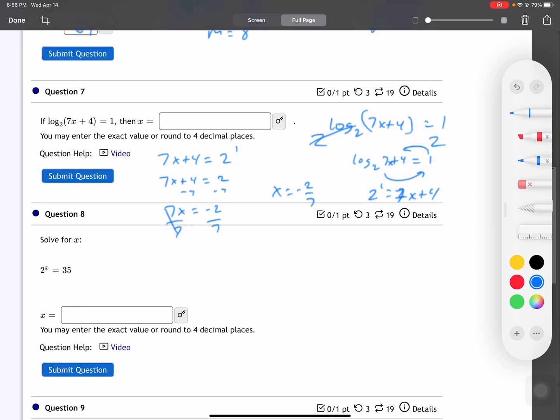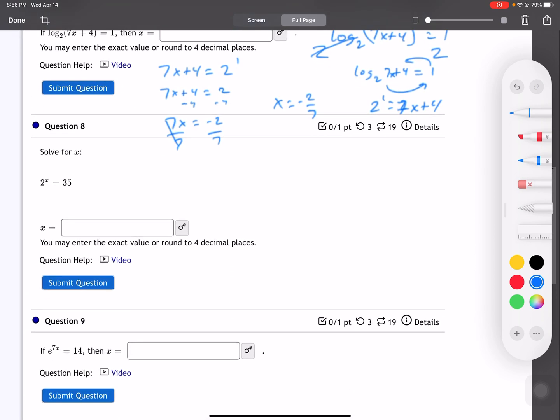Okay, our next problem is solving for x here. You can see that we're trying to figure out what the exponent, x, would be. So let's write it out first: 2 to the x equals 35.